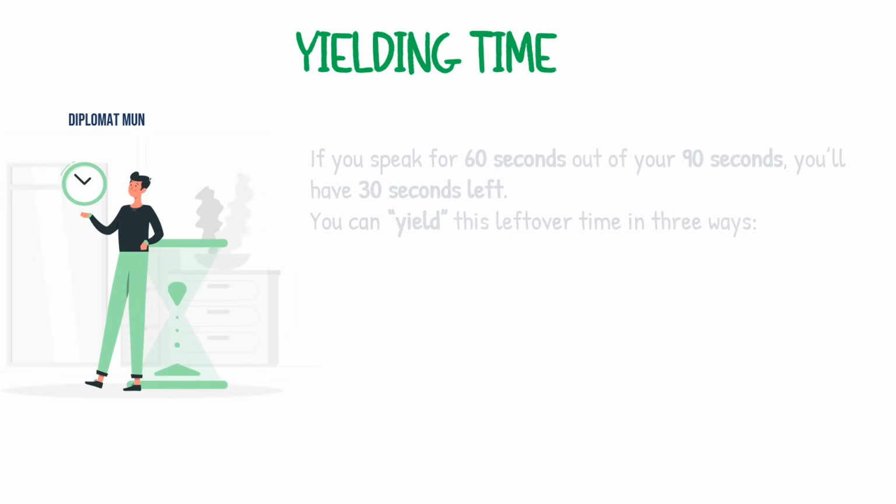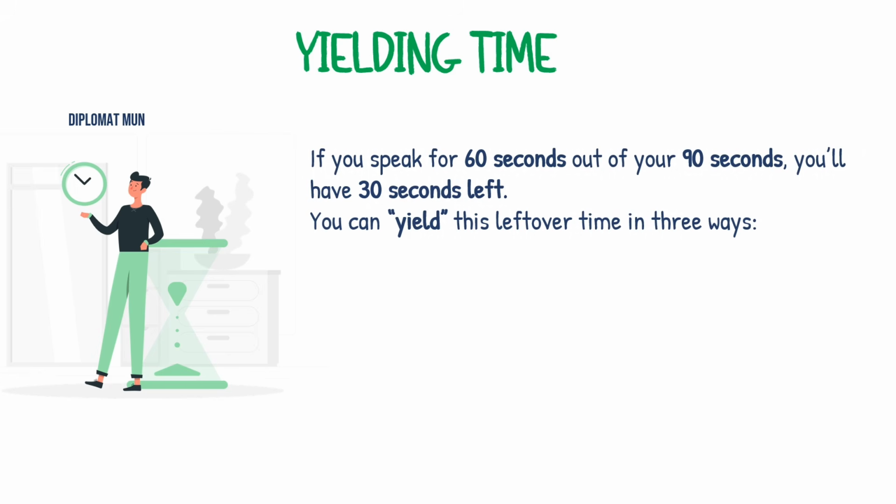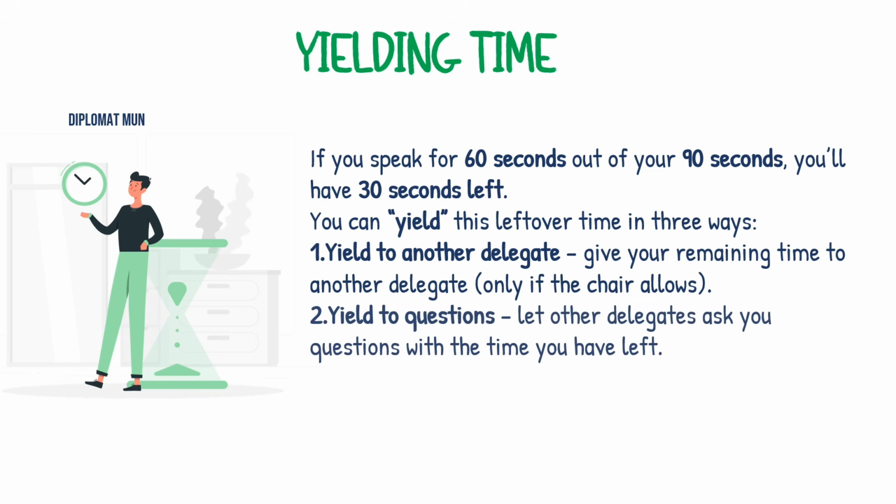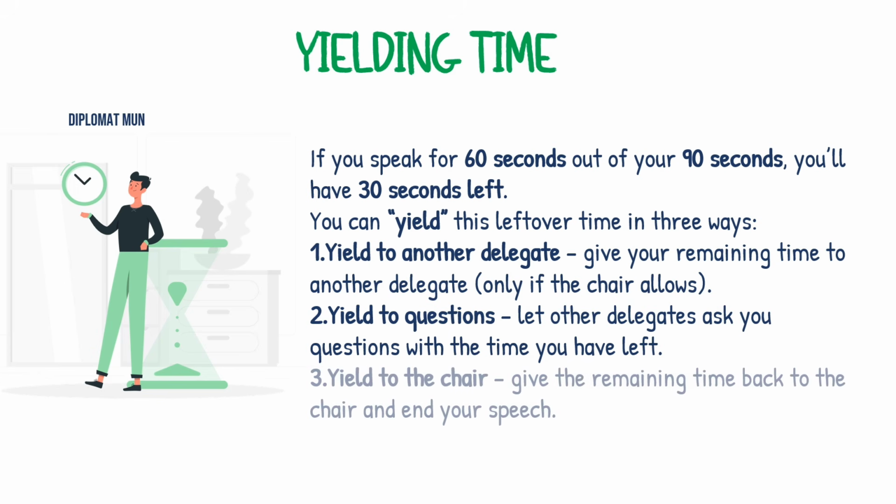Next, we come to yielding time. Now, what is yielding time? If you speak for 60 seconds out of your 90 seconds, you'll have 30 seconds left. You can yield this leftover time in three ways. Yield to another delegate: give your remaining time to another delegate, only if the chair allows. Yield to questions: let the other delegates ask you questions with the time you have left. And yield to the chair: give the remaining time back to the chair and end your speech. The chairperson, after your speech is over, will ask you, "Delegate, how would you like to yield your time?"